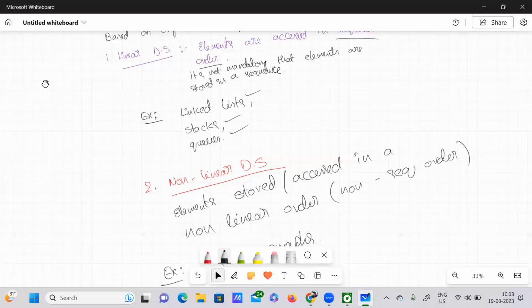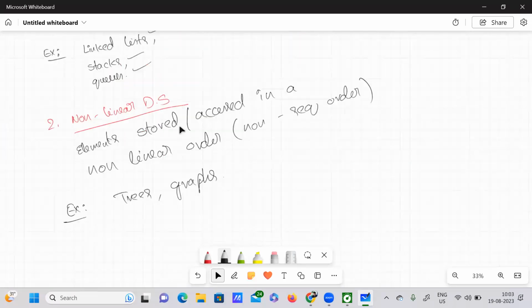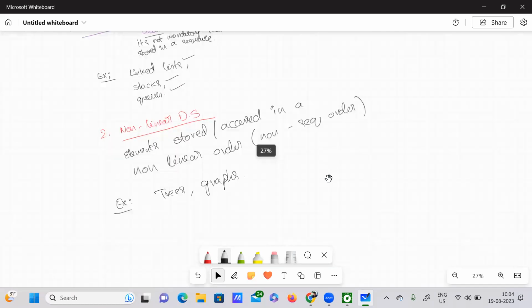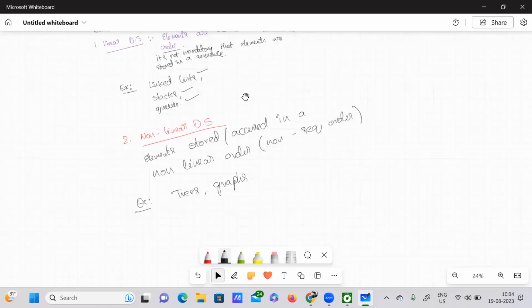But in the non-linear data structures, it is not at all mandatory to store or access the elements in a sequential manner. So it never follows the sequential rule. It only follows the random way. The examples for it are trees and graphs. So that's it about data structures.